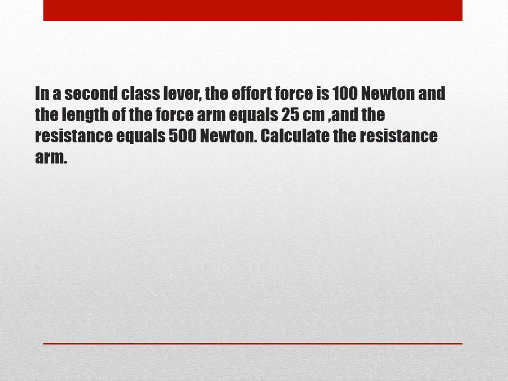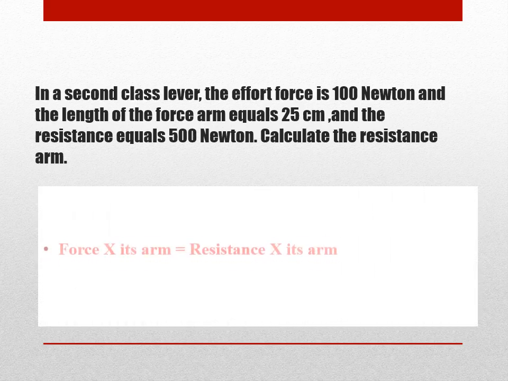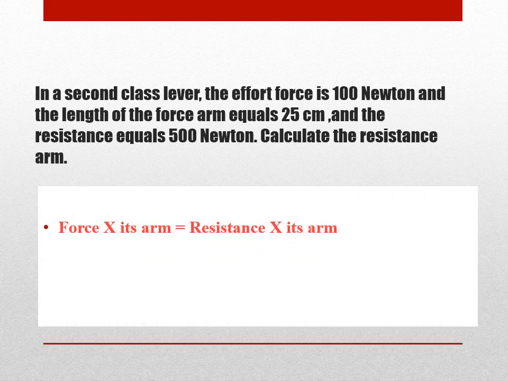Let's solve this problem. In a second class lever, the effort force is 100 Newton. The length of the force arm equals 25 centimeter. The resistance equals 500 Newton. Calculate the resistance arm. In order to solve this problem, my friends, you have to write the law of levers. The law of levers states that force times its arm equals resistance times its arm.